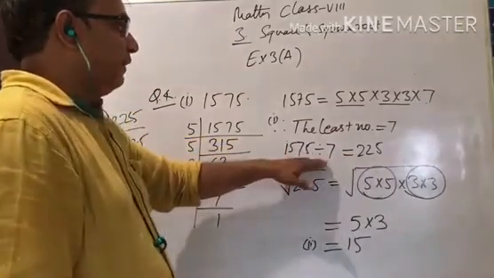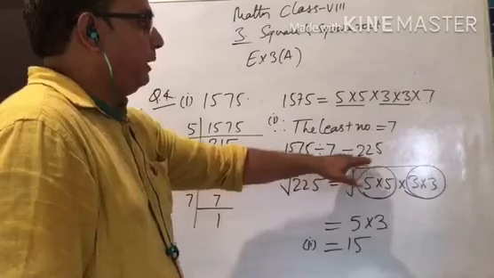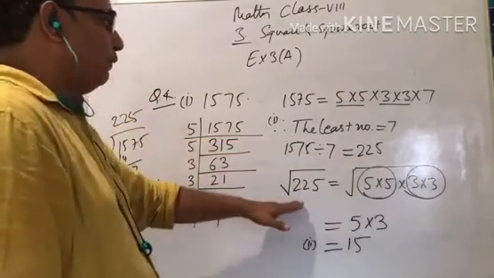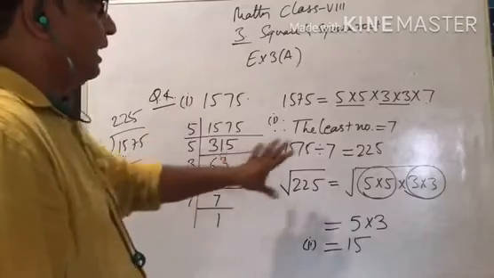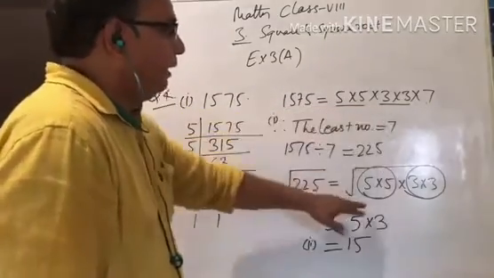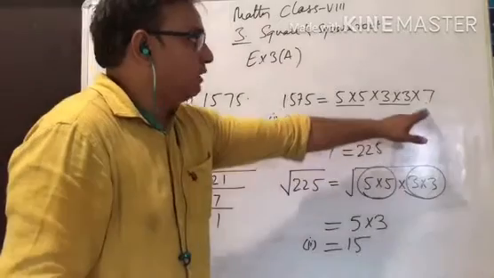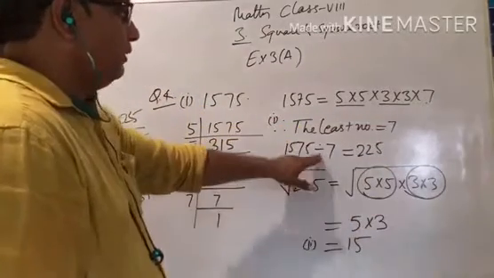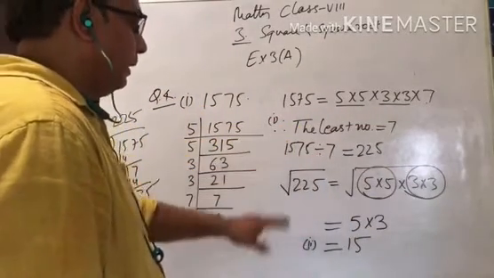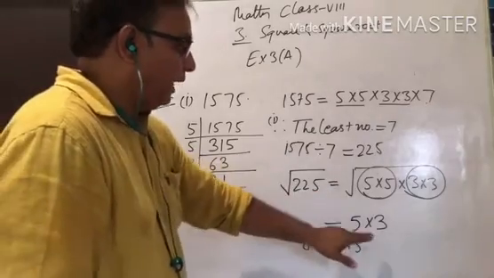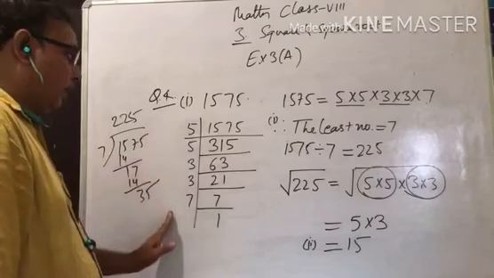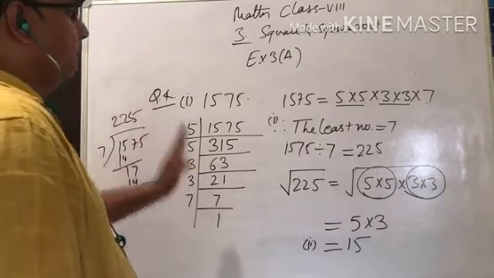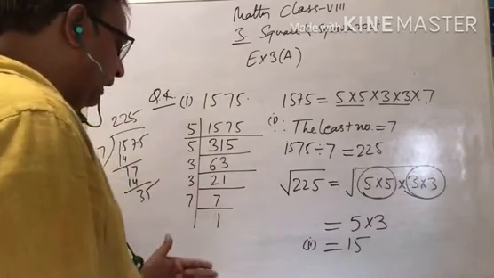So 1575 divided by 7 becomes 225. So for the square root of 225, don't do the prime factorization again. You just take out from here 5 times 5 and 3 times 3. We exclude 7 from here because we just divided the given number by 7. So it will be 5 times 3, which is equal to 15. So this is how we do question number 4, and all questions are the same.